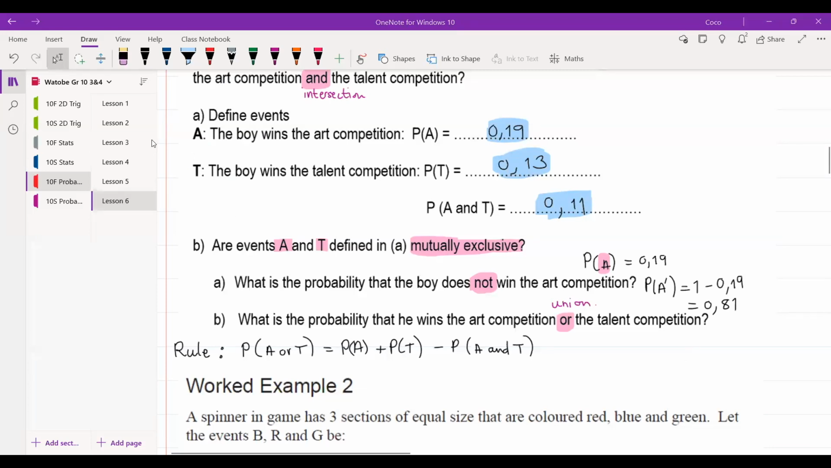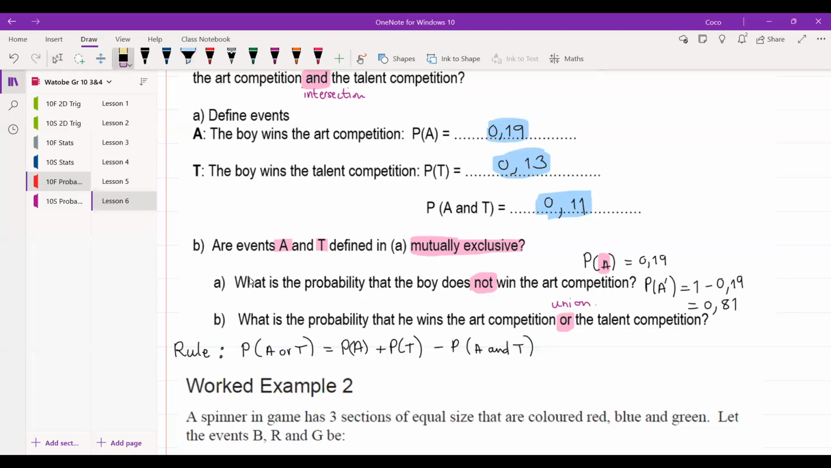Sinako, what's up? I'm lost at question A. Question A, which A? The first one that we did, this one down here. What is the probability that the boy does not? Okay, all right. Let me ask you a question.